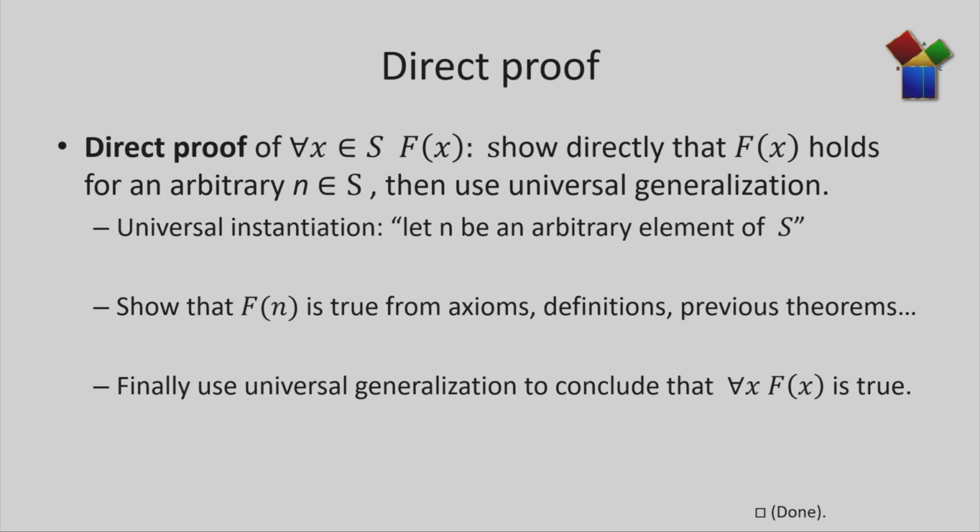Let n be an arbitrary element of S. Let A and B be arbitrary propositional formulas. And then use axioms, definitions, previous theorems to show that f of n is true without any extra assumptions on n. And finally, your last step is to refer to universal generalization to conclude that for all x, f of x is indeed true. And then we are done. So often you see that little square at the end of the proof. It means done.